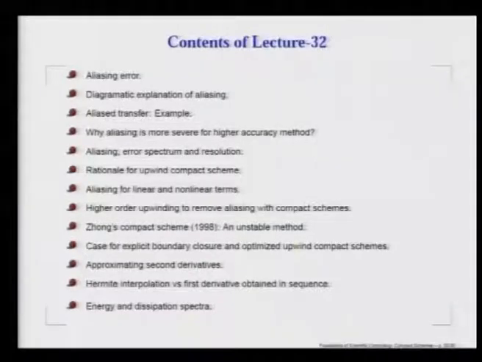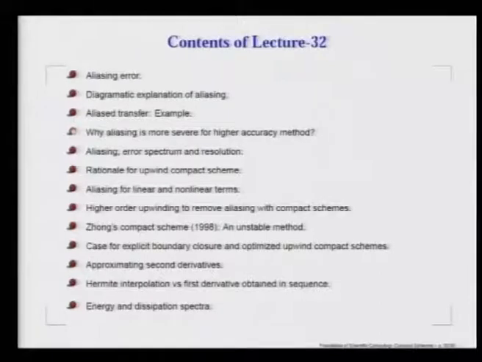Lecture 32 will begin with a detailed discussion on aliasing error, and trying to explain this aliasing error. We will explain it in a diagrammatic fashion and show how different components are spuriously wrapped around and put inside, and this alias transfer would lead to a major source of error, which we will show through an example.